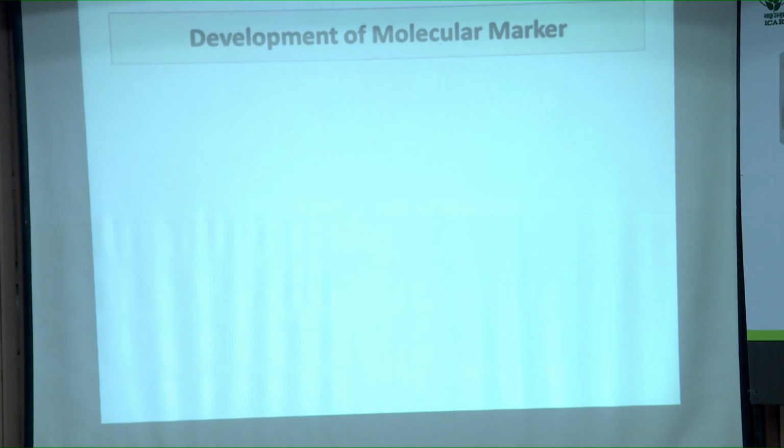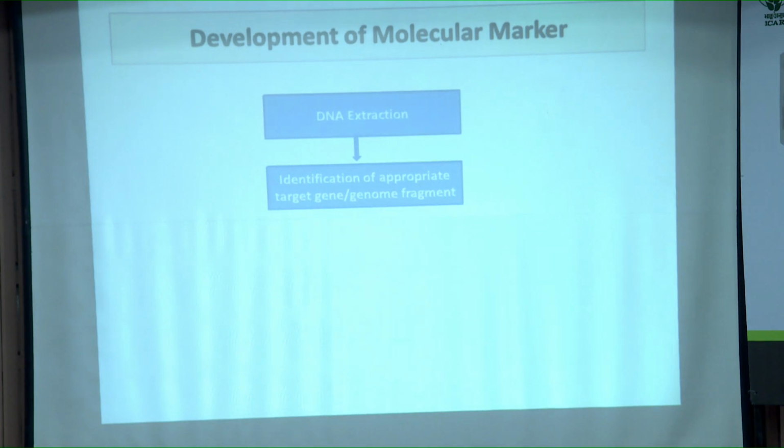Now, how will we develop that marker? The basic requirement for the development of a marker is DNA. If you do not have DNA, you can't proceed further. So, we should have a suitable methodology for the extraction of DNA. Then, the most critical, crucial and important step for the development of a marker is the identification of the appropriate target gene or genome fragment. Based on how you identify your target gene, only then will you get specificity and sensitivity, and you can validate further. So, this is the most important step for the development of a marker.